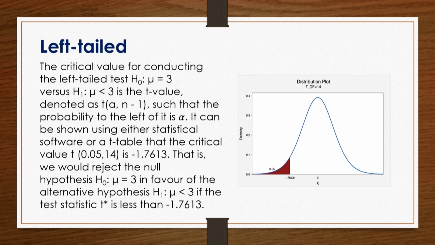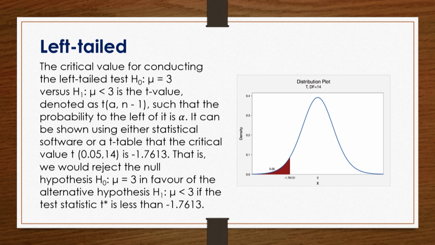Similarly, we can compute for the left tail test. The left tail test values are given as such, what we have conducted in the plot. You can see the part on the left side, the red region, which is called the rejection region. So here the critical value for conducting the left tail test, H0: mu equal to 3 versus H1: mu less than 3, is the t value denoted as t of alpha comma n minus 1, such that the probability to the left of it is alpha.